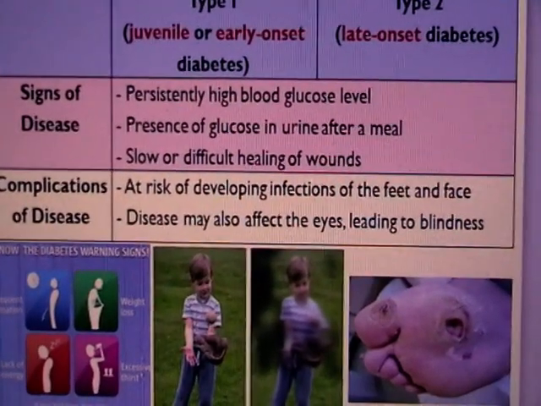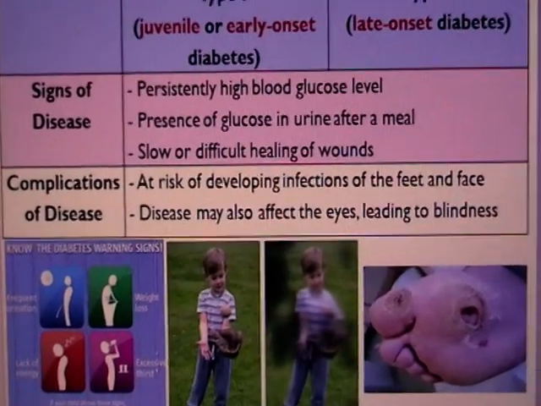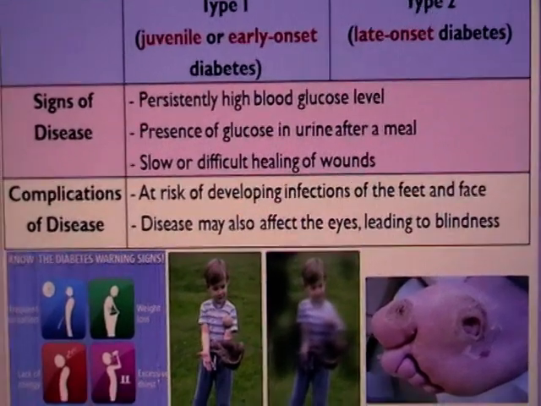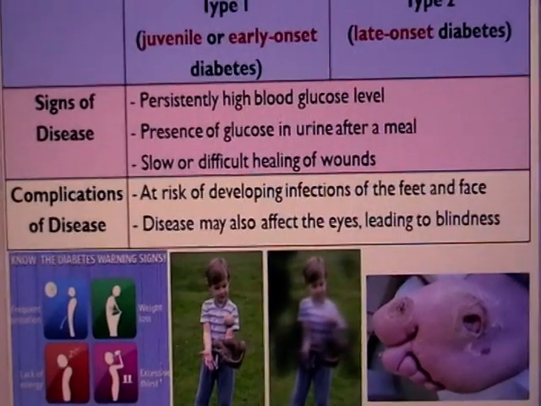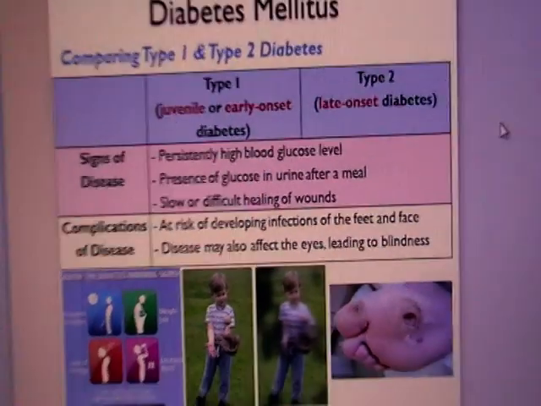Complication of disease is also the same. Alright? For people with both types of diabetes, they will have a higher risk of developing infection at the feet and the face. Disease may also affect the eyes, and blindness can be caused.